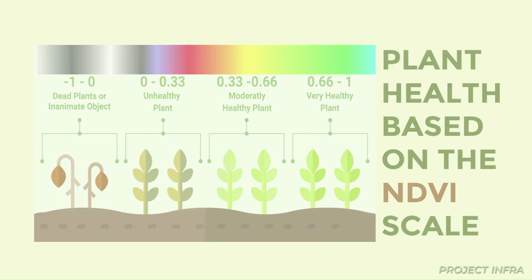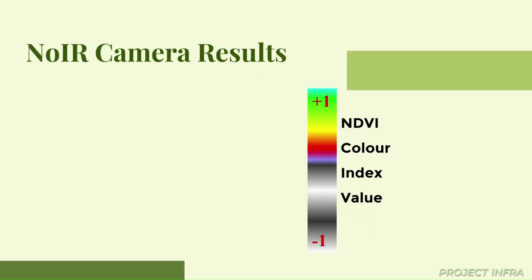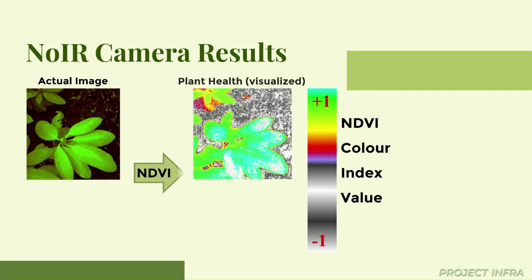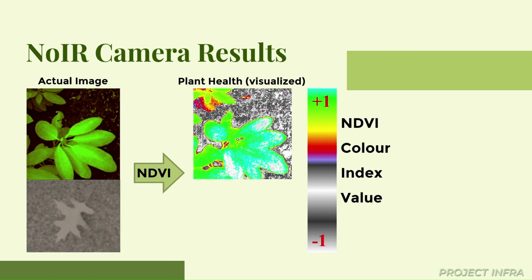So when we calculate NDVI on the images of plants taken by our NoIR camera and visualize it using a color map, it gives us something like this. For comparison, this was a healthy plant, and this is what the output for a dead leaf would look like.